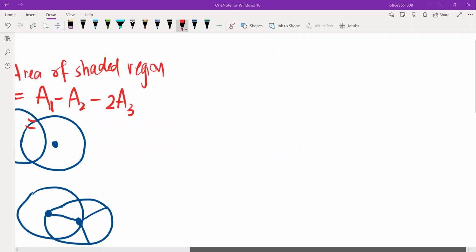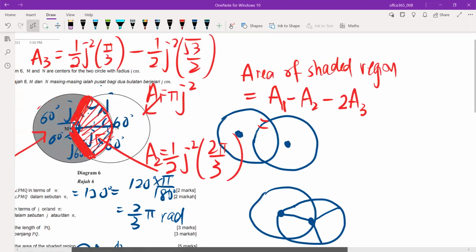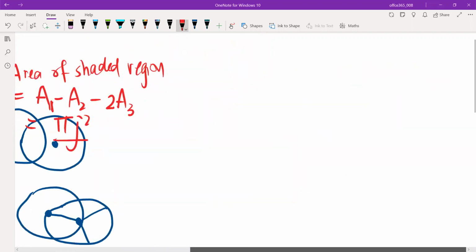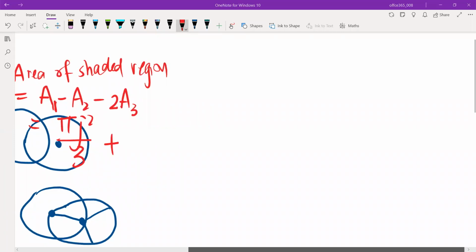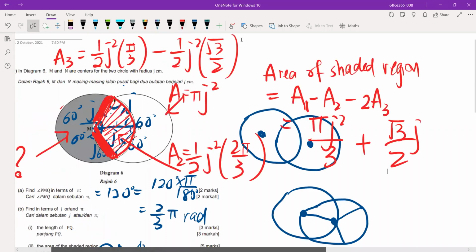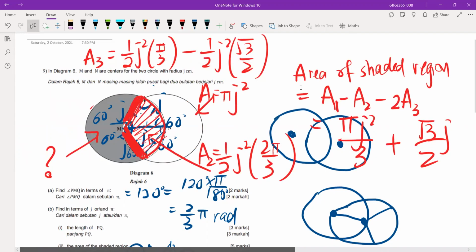Pi j squared. My answer at the end is pi j squared over 3 plus 3j over 2. Okay. If you minus everything, you check carefully. Pi r squared minus half r squared, you continue pi over 3 and then plus 3 over 2 here.